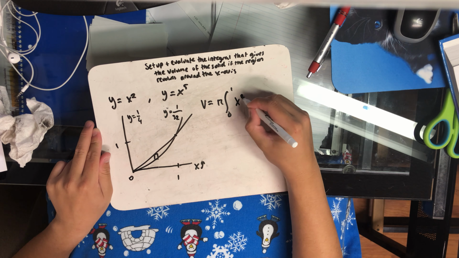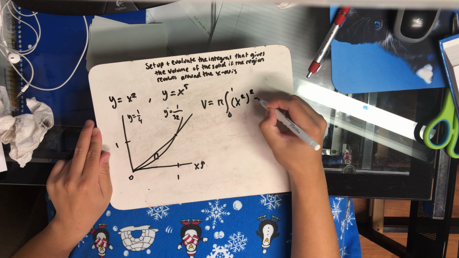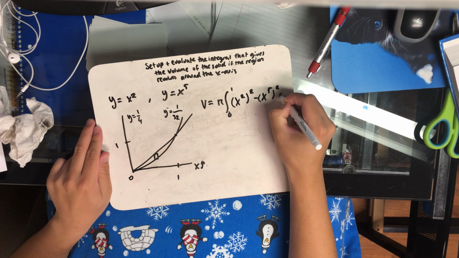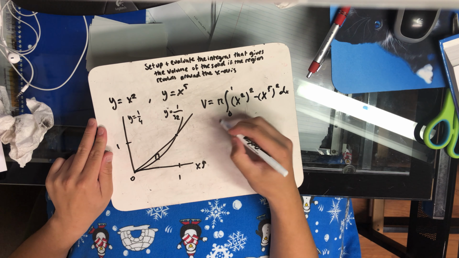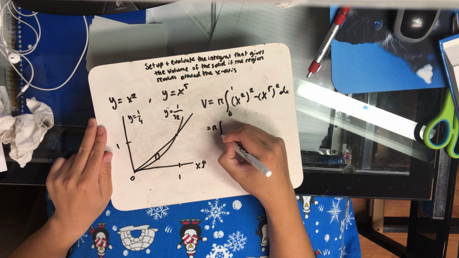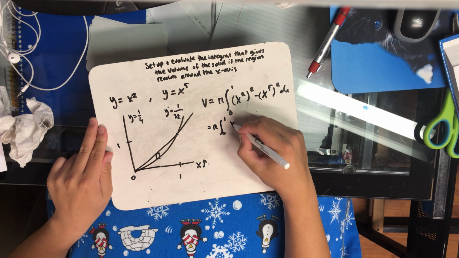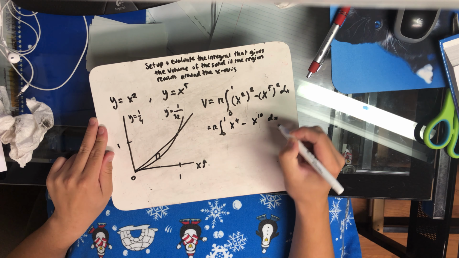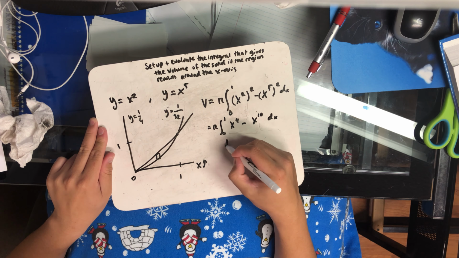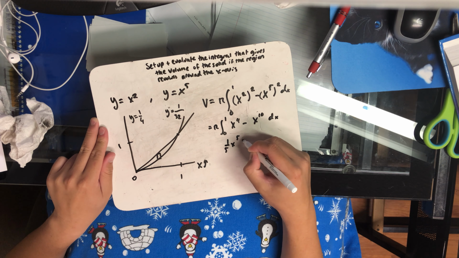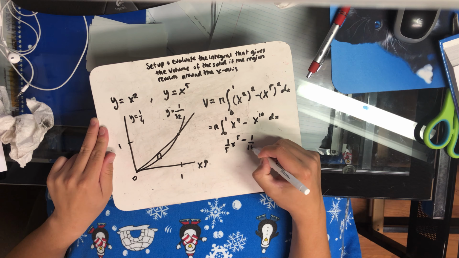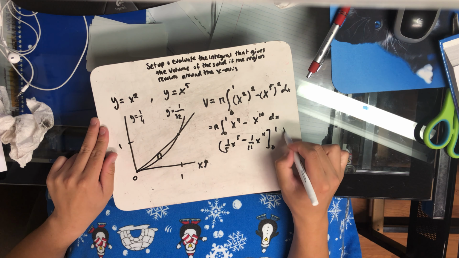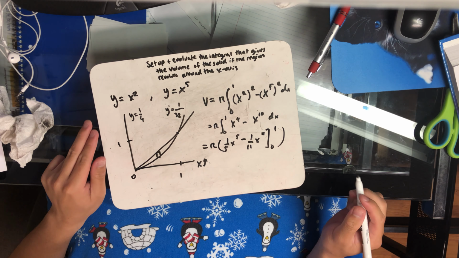So it's going to be top squared minus bottom squared dx. And evaluate the integral. So basic math, x^4 minus x^10, and you integrate that, you'd get x^11 from 0 to 1 times pi.